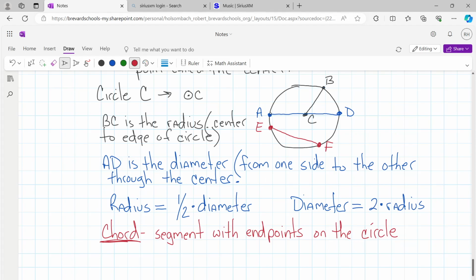Now, this diameter, AD, it also had endpoints on the circle. But since it went through the center, all right, we call that the diameter. But the diameter is technically also a chord, all right? EF has endpoints on the circle. AD has endpoints on the circle. The difference between the two is that EF doesn't go through the center of the circle, all right? And AD does. So those are the differences between a diameter and a chord and a radius.